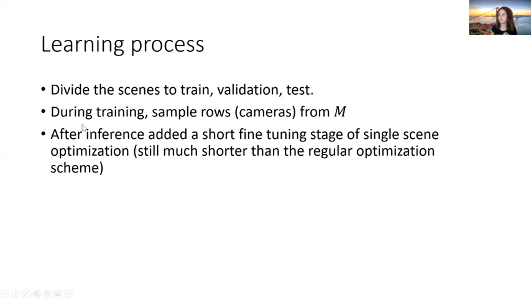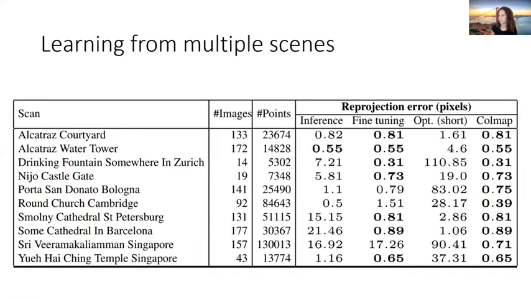And then we performed inference. And finally, after the inference, we added a short fine-tuning stage of a single scene optimization. So what does it look like? We had this inference, which takes a few milliseconds, but we noticed that we still didn't have the results that we wanted. We needed to add this short fine-tuning step, which really helped things converge much better.